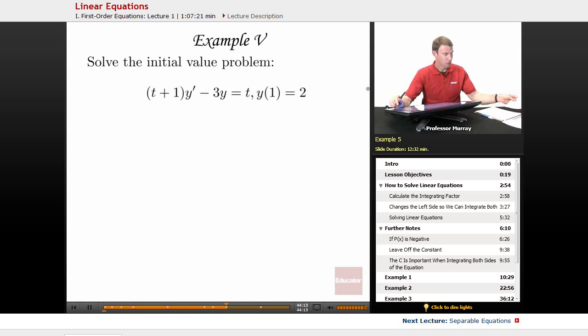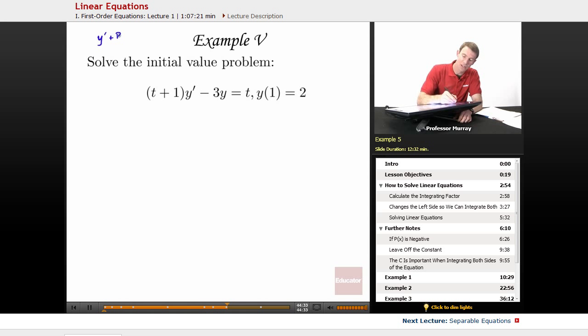So in example 5, we've got to solve the following initial value problem: (t plus 1) y prime minus 3y is equal to t, and y of 1 is equal to 2. Let's go ahead and get that into linear form because it's not quite in linear form yet. Remember, linear form is y prime plus, I'll use t instead of x now, p of t times y is equal to q of t. So I've got to divide away that t plus 1 to get it in that form. So I'm going to get y prime minus 3 over t plus 1 times y is equal to t over t plus 1. I'm not going to worry about that initial condition for quite a long time yet.